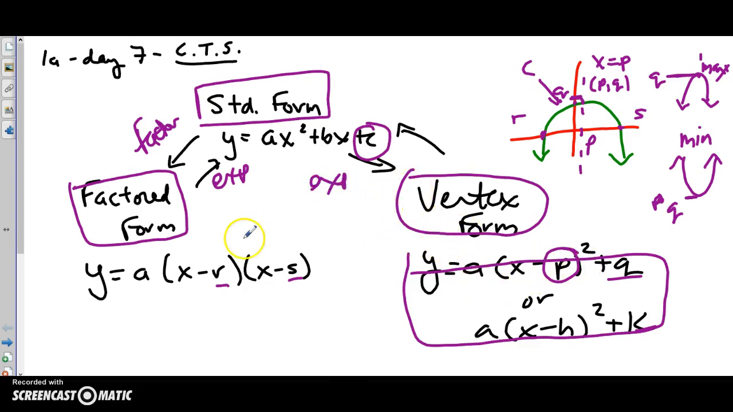Now, you never go from vertex to factored straight, but you can always go from one to the other if you go through standard. Now, there's one arrow missing here, and that is this part here. So you go from vertex to standard by expanding, but how do you go from standard to vertex? How do you find the vertex from here? We have not done that, or you have not done much of that, unless you got a little bit ahead last year and you completed the square. So completing the square is how you go from standard to vertex.